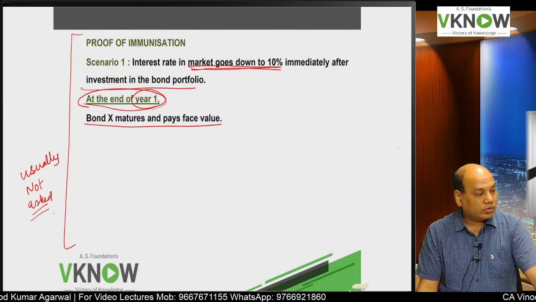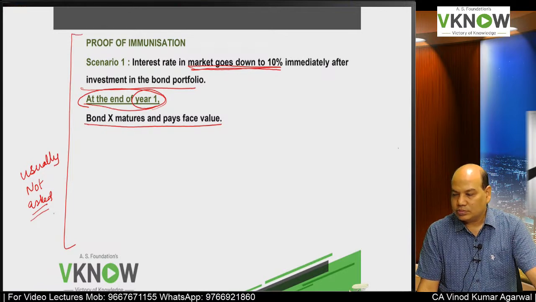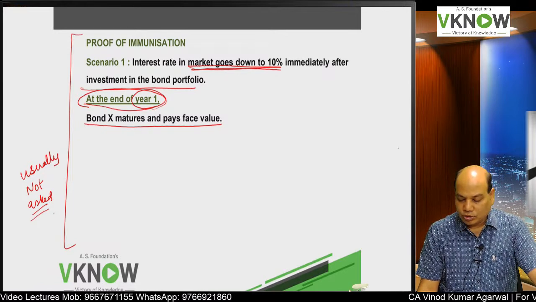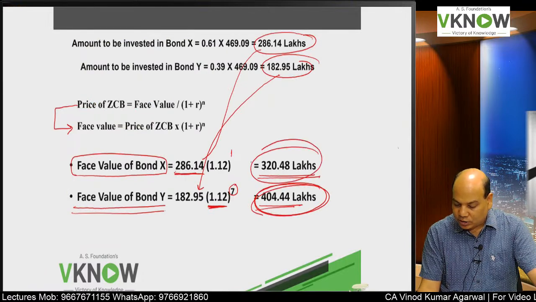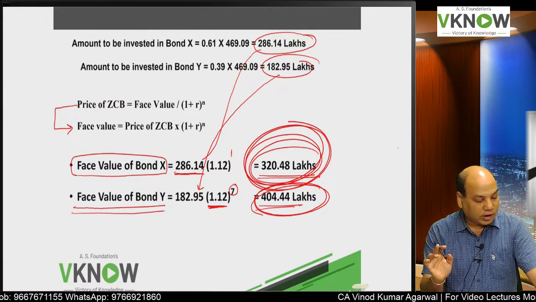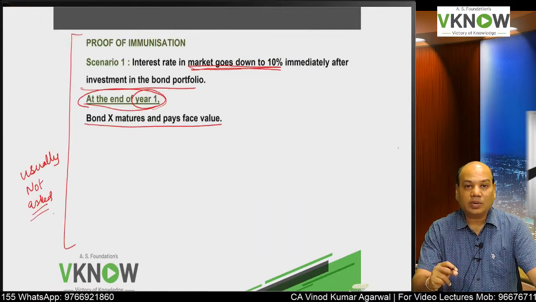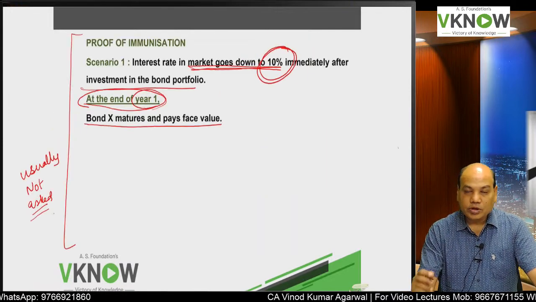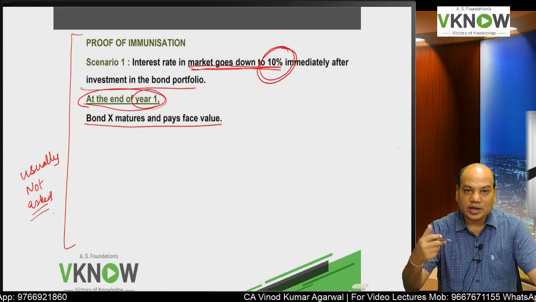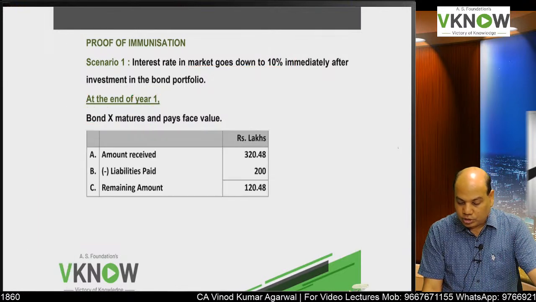Okay, so write down bond X matures and pays face value, and bond X has 1 year maturity. So what will happen to this bond X? Bond X will mature, and you will get an amount equal to its face value, 320.48 lakhs, and out of that you will pay the first liability of 200 lakhs, and the remaining amount you will reinvest at the rate of 10%.